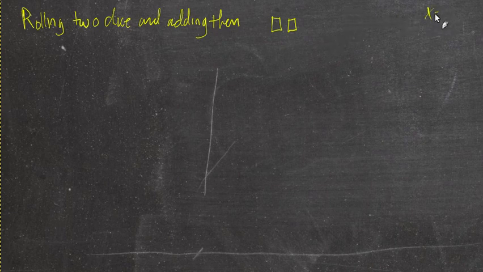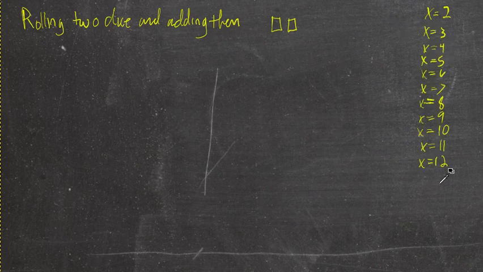X could be equal to 2, because 1 plus 1 is 2. Couldn't be 1, because you can't get 2 dice, add them together, and get 1. But x could be 3, 4, and all the way up to 12. If we add these 2 dice together, we could get a number as big as 12. And so a probability distribution would say, what's the probability of each of these random variables happening?